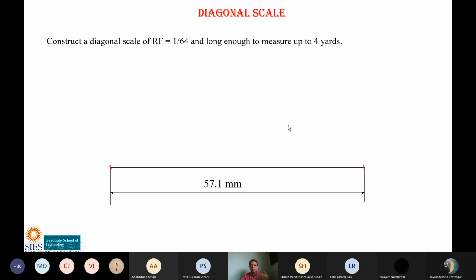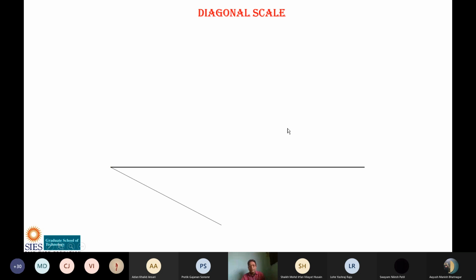4 parts, because we have to represent 4 yards. So draw a line: 1, 2, 3, 4. How many points? 1, 2, 3, 4. By drawing 4 arcs, the last arc point on the line will be joined to the end point of the line, with parallel lines like this. Then this is representing yards. How many yards? 0, 1, 2, 3.